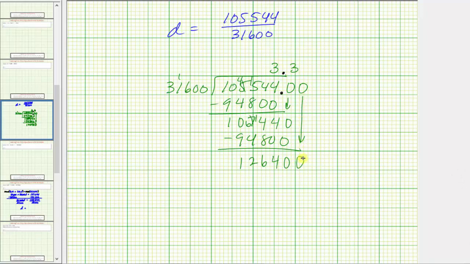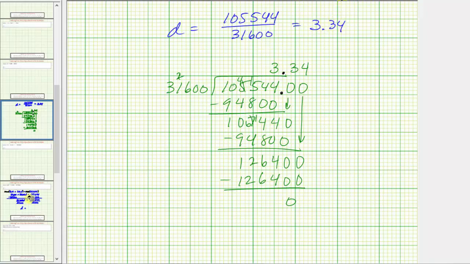Add another 0 and bring that digit down. And now we need to determine how many 31,600s are in 126,400. Well, 4 times 30,000 would be 120,000, so let's try 4. 4 times 0 is 0, 4 times 0 is 0, 4 times 6 is 24. Perform an exchange with the 2. 4 times 1 is 4 plus 2 is 6, and 4 times 3 is 12. Notice how now the difference is 0, and therefore we're done. The quotient equals 3.34, and therefore the solution is d equals 3.34.